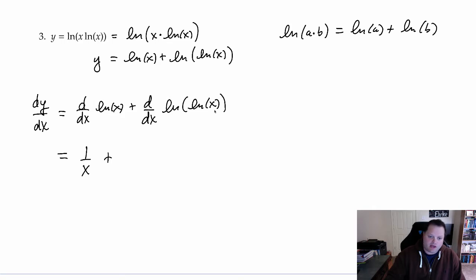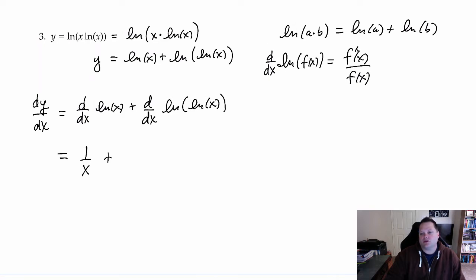And the derivative of the natural log of a function, this is another formula that I'll remind you of. The derivative of the natural log of a function is the derivative of the function divided by the function. That's always going to be the case. So the derivative of a logarithm of something is the derivative of that thing over that thing.